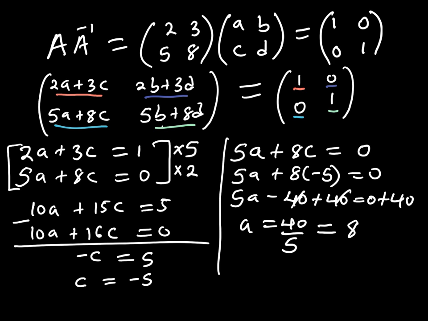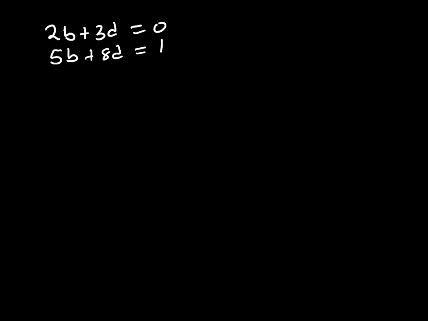We're left with b and d. If you find b and d, then we have to make use of this other part to find b and d. You equate those corresponding entries. All right, let's get there. Straightforward. Let's go and solve these two.